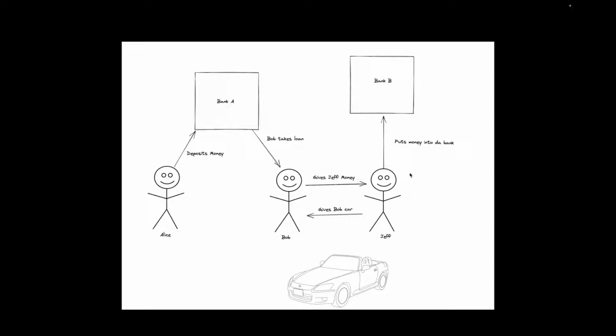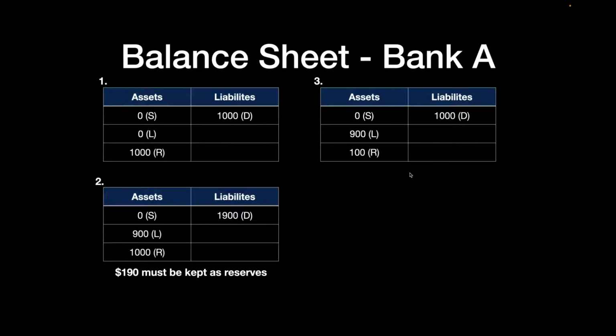If we look at a bank's balance sheet, in step one, Alice deposits $1,000 into the bank, so we now have $1,000 in reserves. In step two, when Bob takes out a loan, the bank is going to create a new asset on its balance sheet, a $900 loan, which is a future guarantee that Bob will pay back that money plus interest, and they're going to deposit $900 into Bob's account.